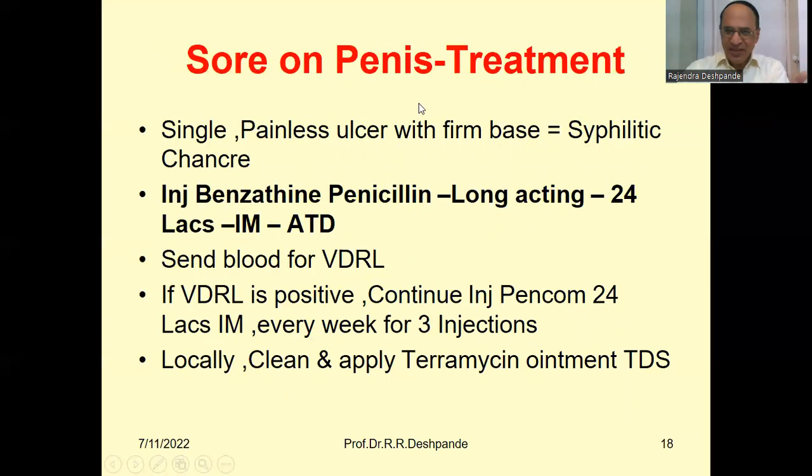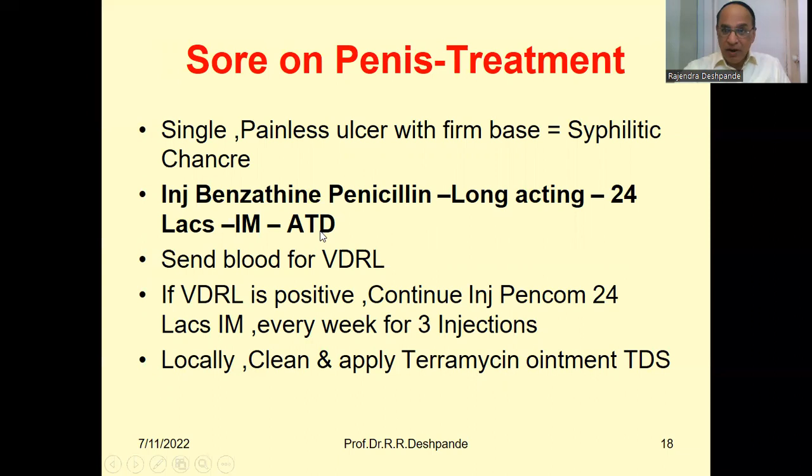Sore on penis, that is ulcer. What is the treatment? Single painless ulcer with firm base, that is syphilitic chancre. You can definitely give injection benzathine penicillin, that is long-acting penicillin, 24 lakhs intramuscular in the gluteal region. Best to give in the gluteal region, but penicillin should always be given after a test dose or sensitivity test, AST. Because if you don't test penicillin, some people get anaphylactic shock and they can die on the table itself. So be careful while giving penicillin.